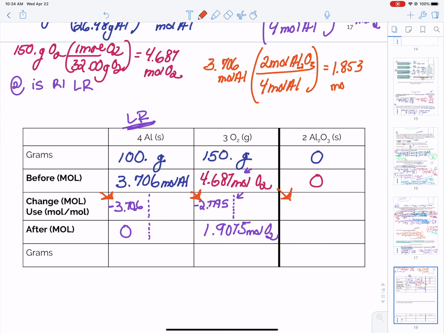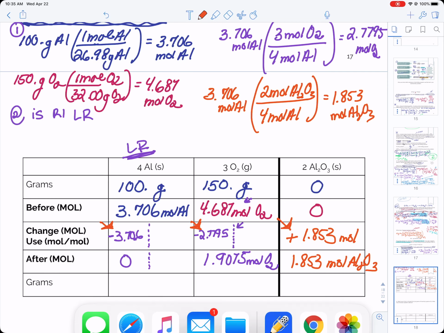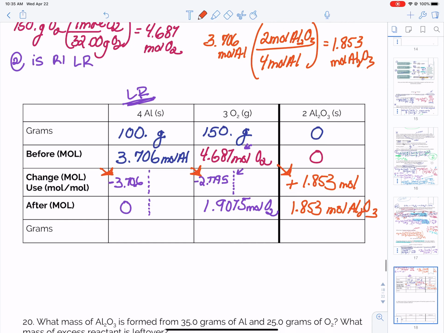Moles of Al2O3. So that will be plus, right? If the change is negative on one side of the arrow, it's going to be positive on the other side of the arrow. So this is plus 1.853 moles. And then 0 plus 1.853 is 1.853 moles of Al2O3. Now all I need to do is convert those moles back to their masses.